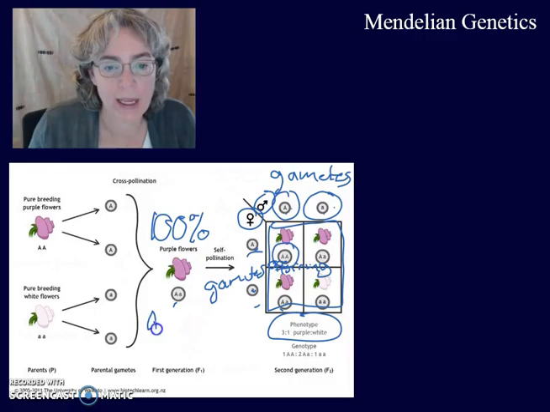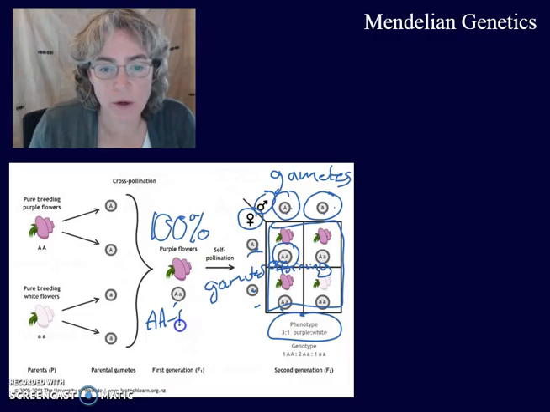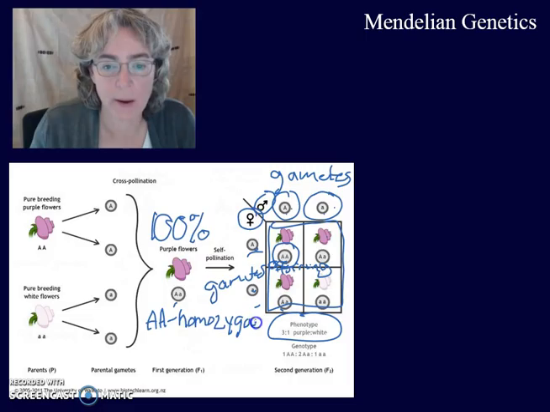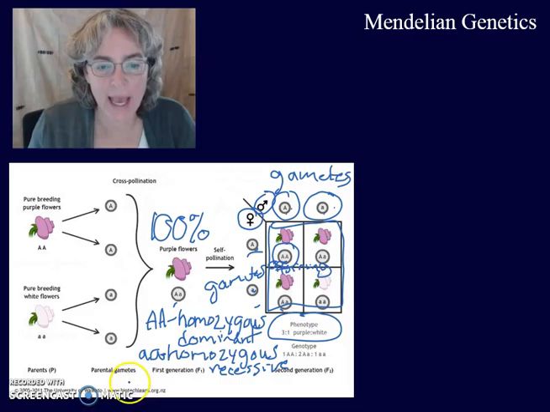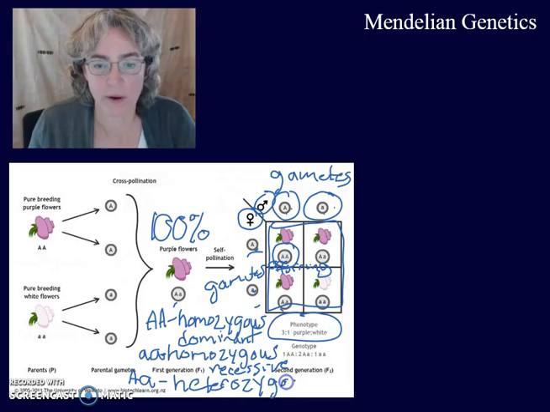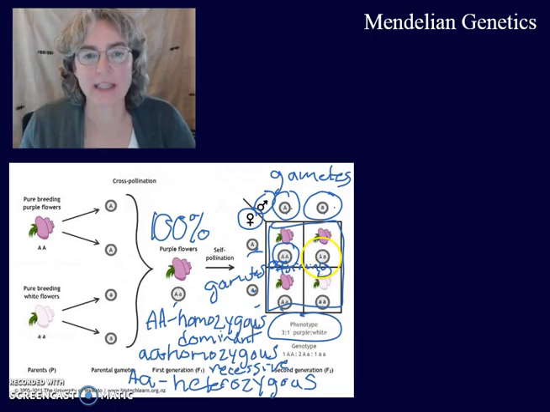So big A, big A is called homozygous dominant. Little a, little a is called homozygous recessive. And big A, little a is called heterozygous, and that's because it has two different alleles. So homozygous, two same alleles; heterozygous, two different alleles.